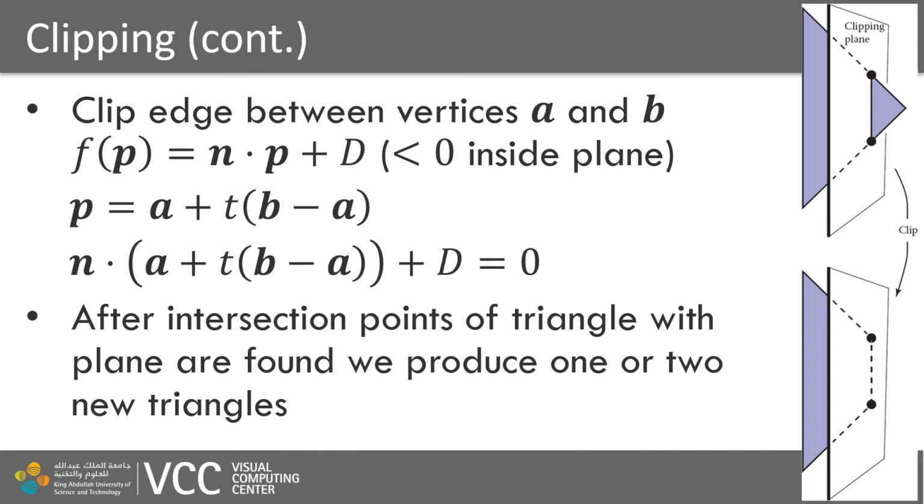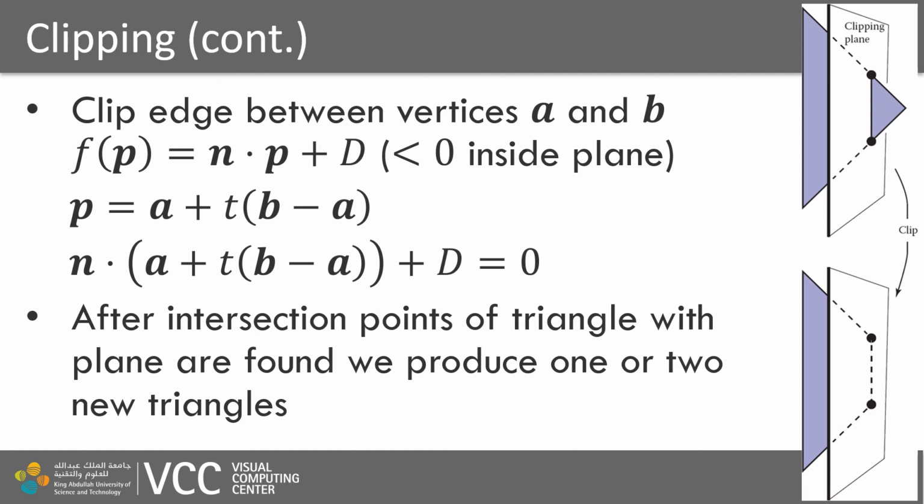Now, imagine that we are clipping an edge between the vertices A and B, and one of these two vertices, let's say the B vertex, is outside. Now, we would like to find out which is the point which is actually on this edge A and B, and it's also on the clipping plane. Because that's the point from which we are going to clip the primitive.